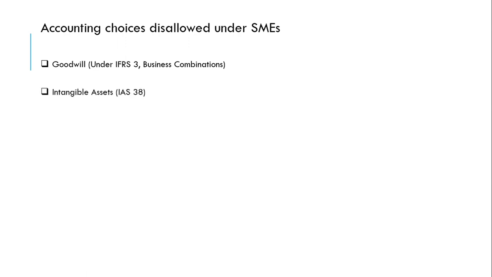Intangible assets must be accounted for at cost less accumulated amortization and impairment. Firstly, the revaluation model is not permitted for intangible assets. Secondly, for depreciation and amortization, estimates are not reviewed annually.